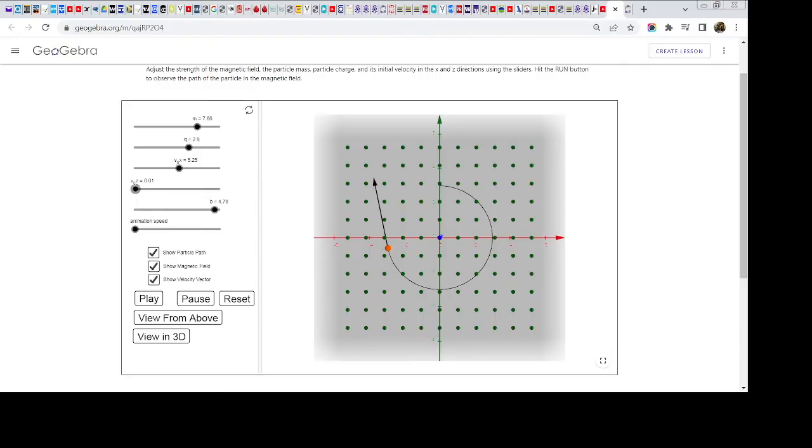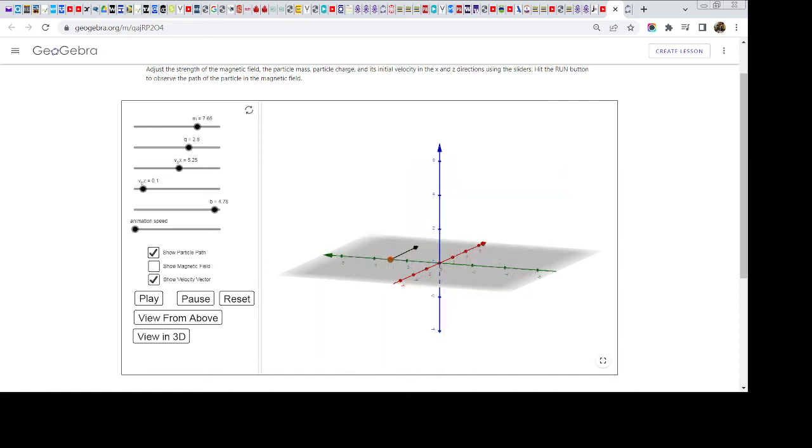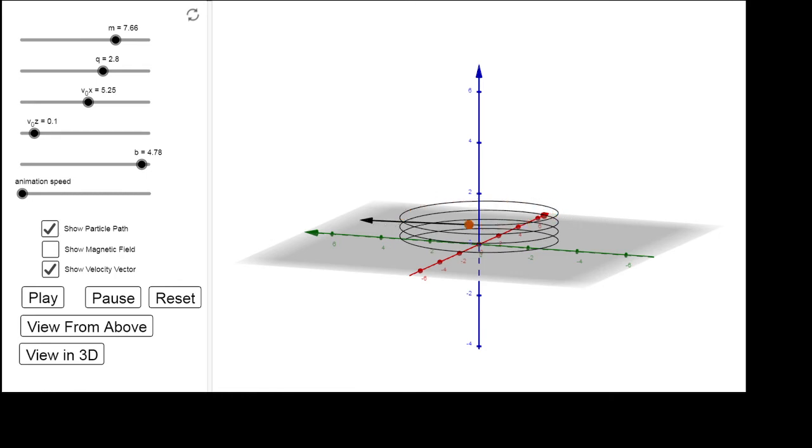Let's put here one velocity. Let's say it doesn't matter, small, 0.1 maybe meters per second in that direction. Let's see in 3D. Let's reset here. Okay, let's remove the magnetic field. Keep in mind the magnetic field is pointing upwards in here. Okay, and let's see what happens with the particle. Look, whoa! The particle now is describing a helical trajectory.